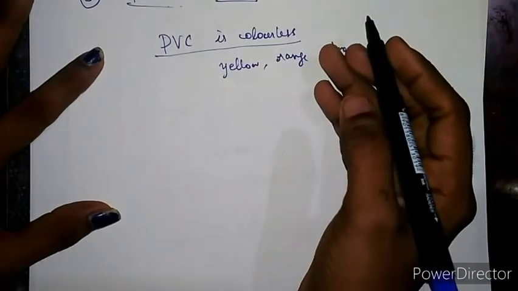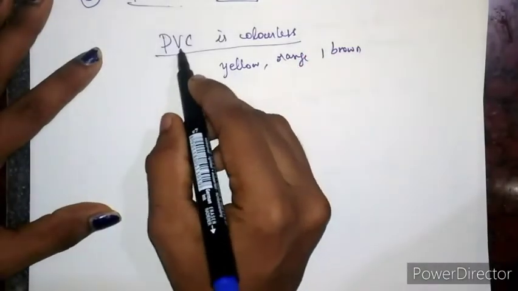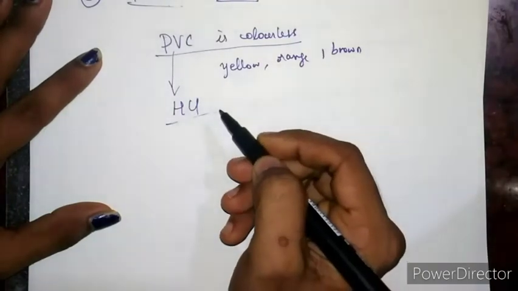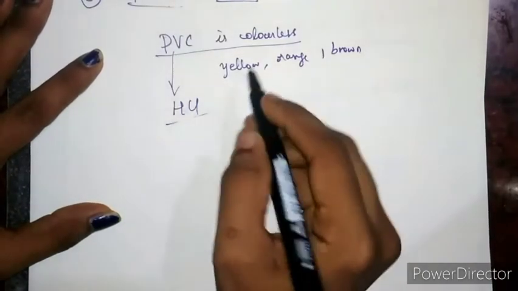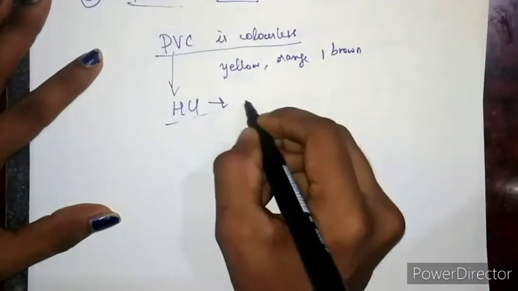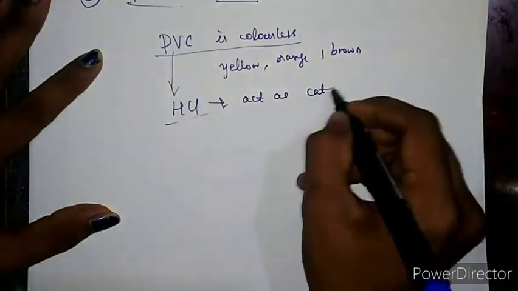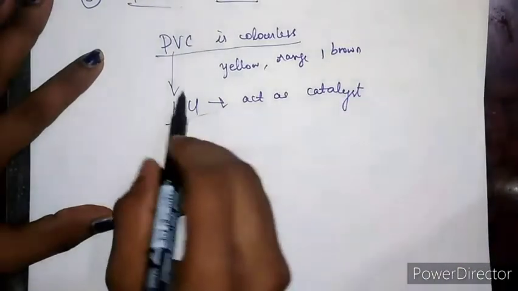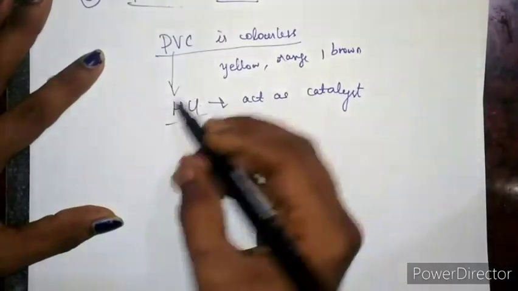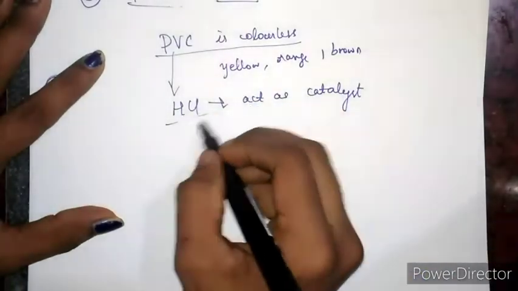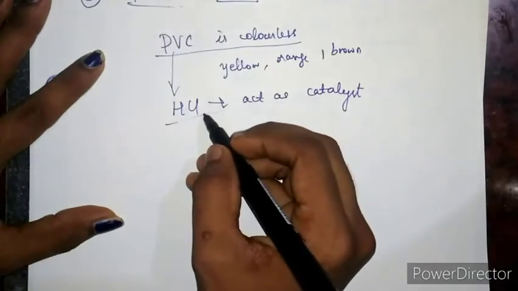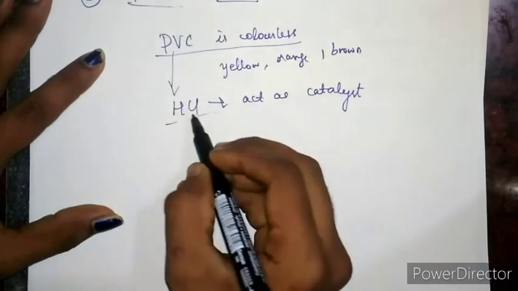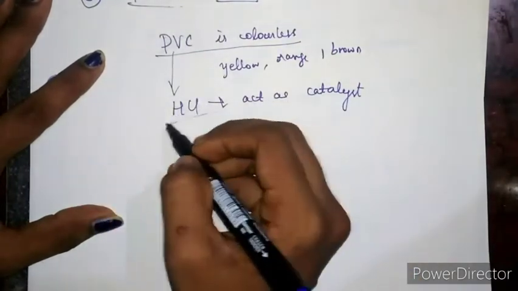Now I told you that during the degradation of PVC, HCl gas is liberated, right? What is the role of this HCl gas? The HCl gas acts as a catalyst here. So if the HCl gas is liberated, that HCl gas speeds up the degradation process of PVC. Understood? If PVC undergoes degradation, HCl gas is liberated, and that HCl gas speeds up the degradation of PVC.